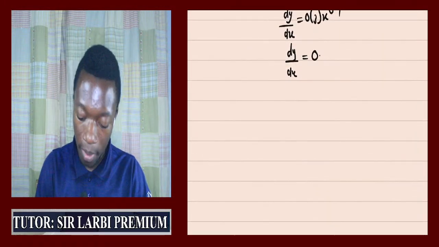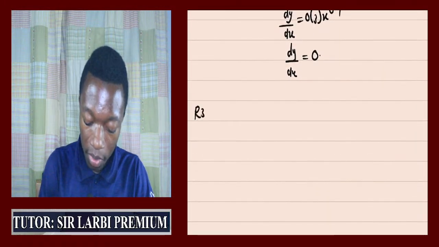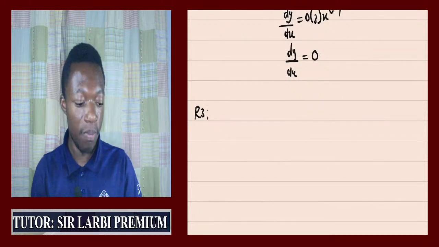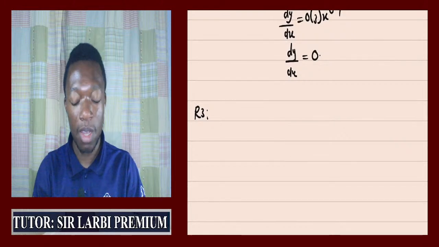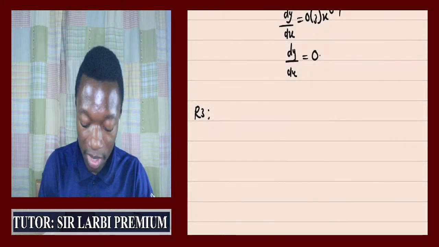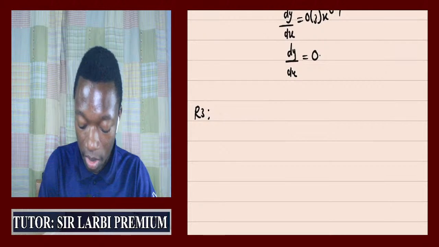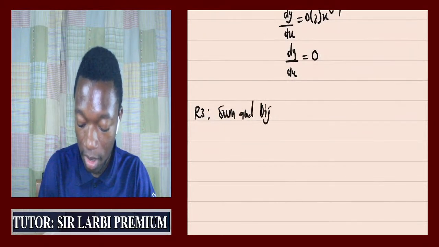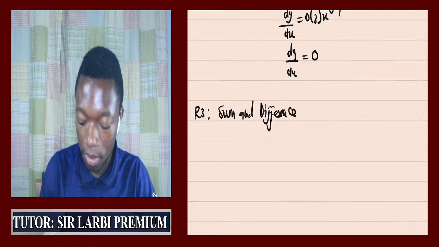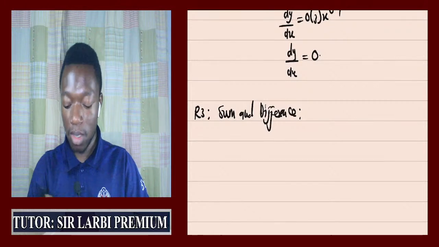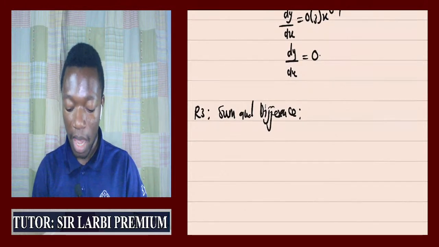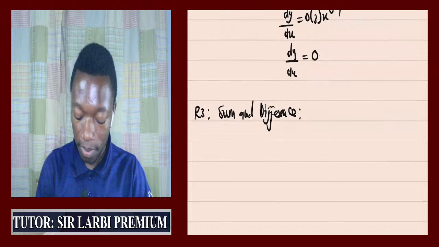Rule number 3. Let's talk about rule number 3, which is the differentiation of sums and differences. By sum and difference, I mean addition and subtraction. So let's take this as a straight-up NB that we need to take note of.